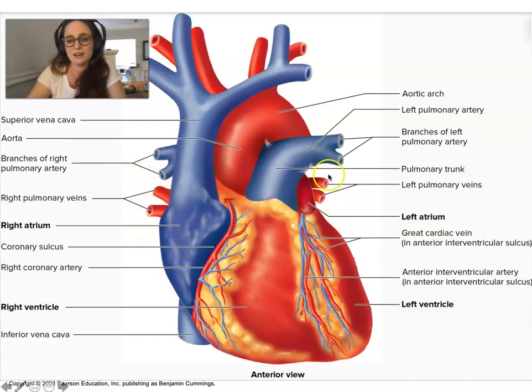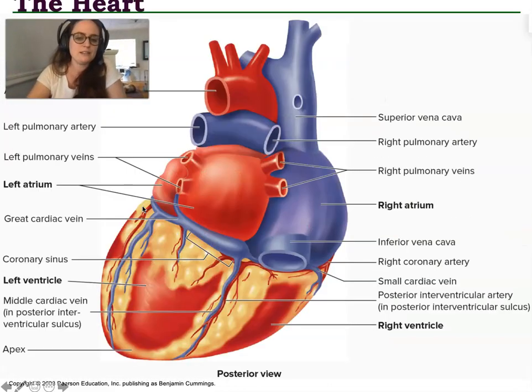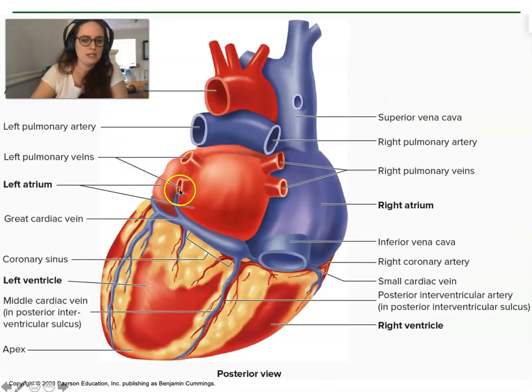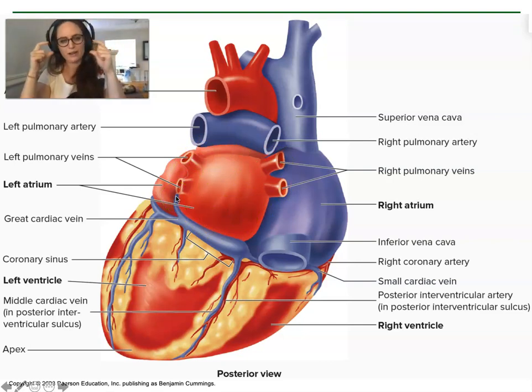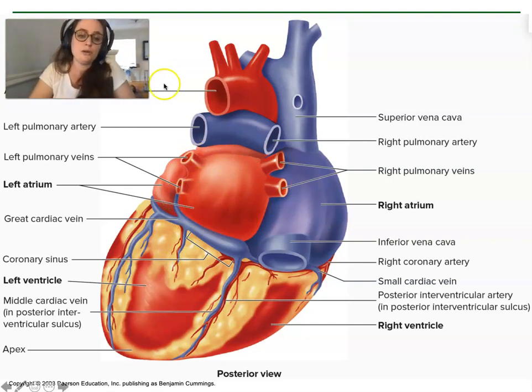Now again, these are cut off in the anterior view. Let's look at the posterior view to see that the left and right pulmonary veins are all associated with the left atrium. So that's why they give you that cut off view right there. These do have to be cut off like this.